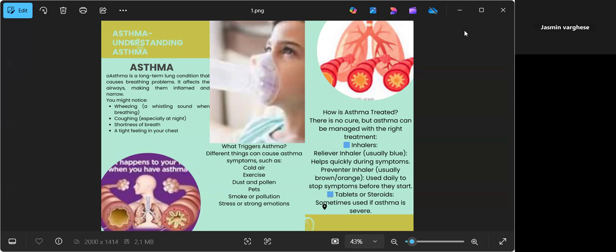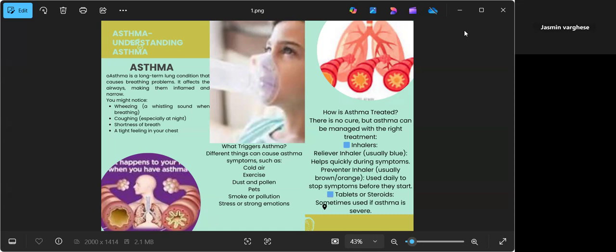At the same time, while writing it as an assignment, you have to follow the guidelines. For example, 1500 words means you have to include 1500 words in this leaflet, and you also have to follow a proper font size and font style, and it has to be visible.